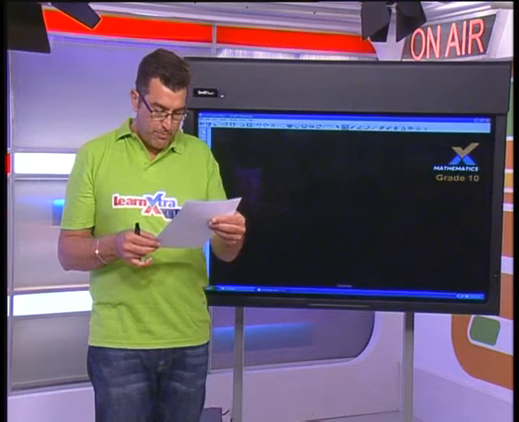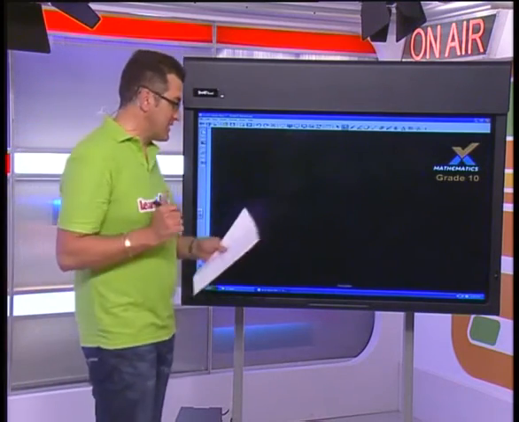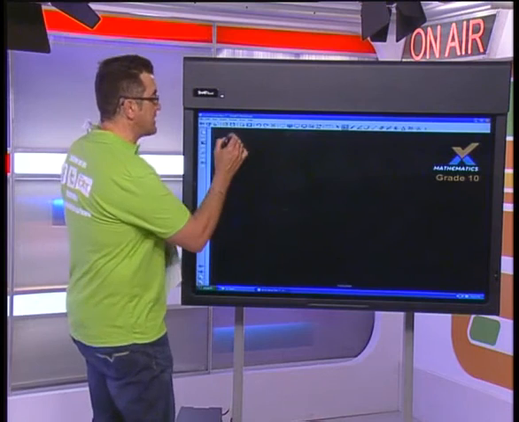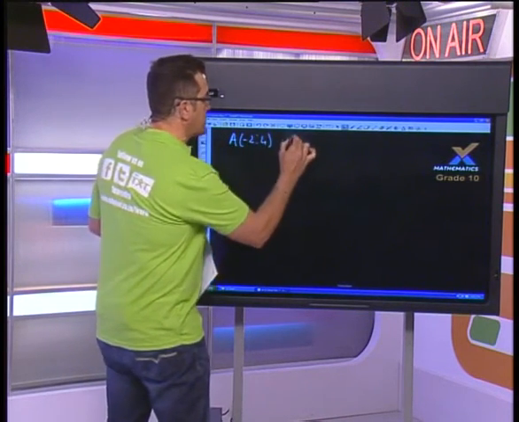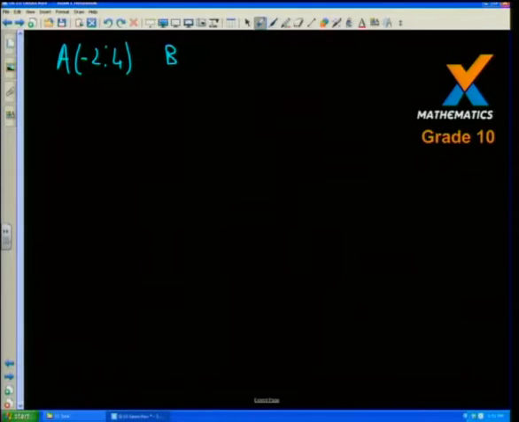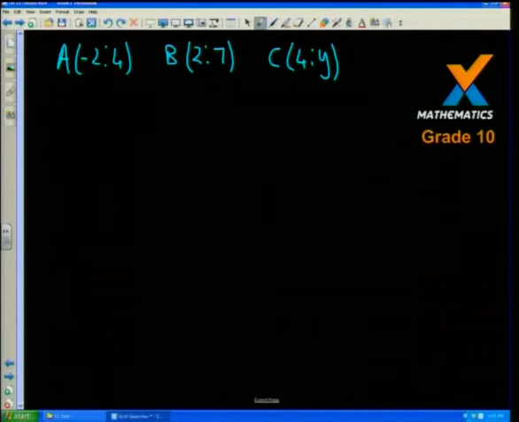My next example involves 3 points. I must choose one here, folks, because James tells me time's running out on me. So let me choose the one that works with gradients. They give me 3 points. They tell me point A is the point minus 2 and 4. Point B is indeed the point 2 and 7. And then point C is the point 4 and y.